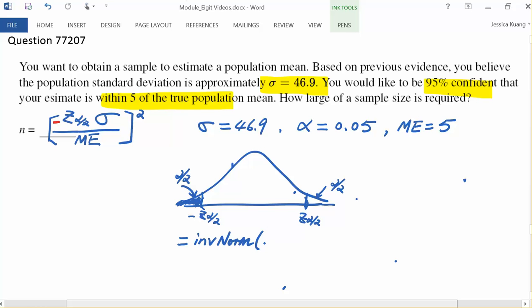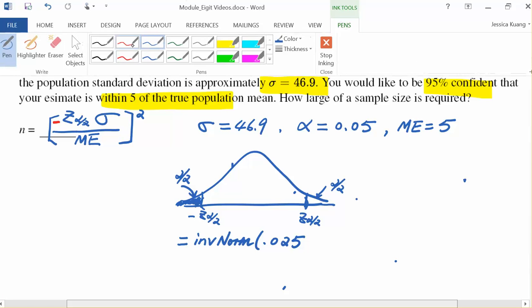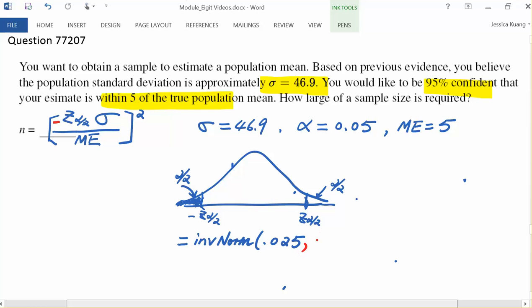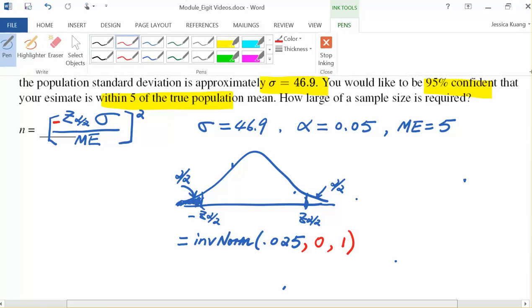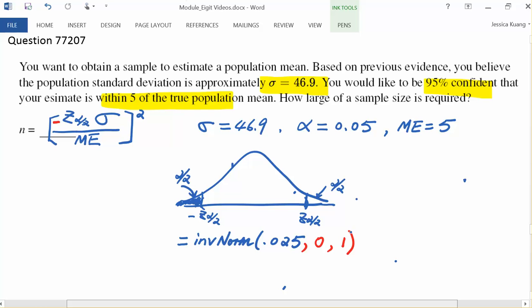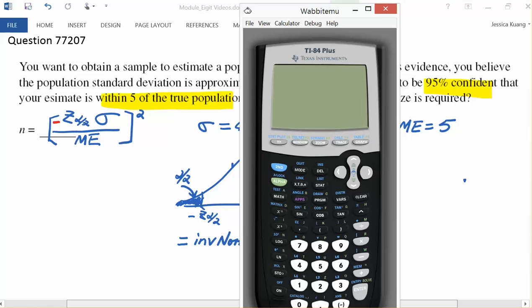Alpha over 2 in this case is 0.025. Because it's standard normal, I could have put in 0, which is the mean, and 1, the standard deviation. However, with a graphing calculator, if you do not put in the mean and the standard deviation, it will assume 0, 1. So now we have all of the information we need to type the expression into your graphing calculator. So let's do it.